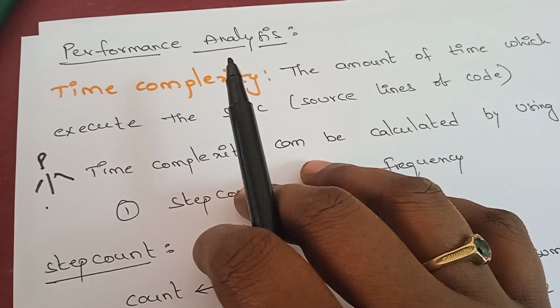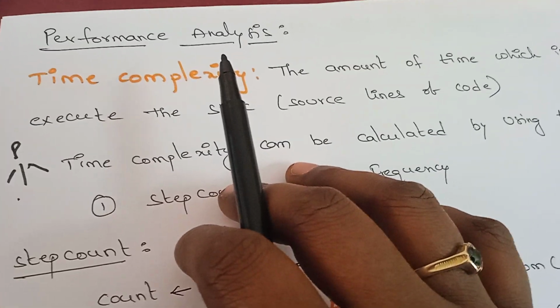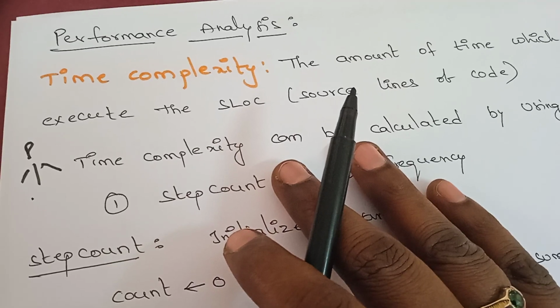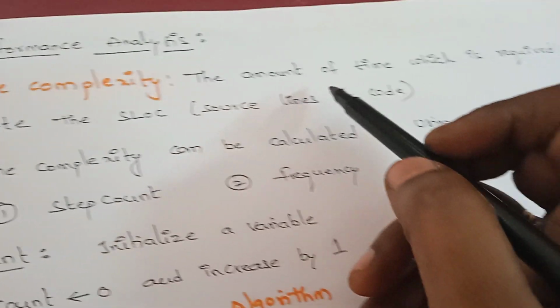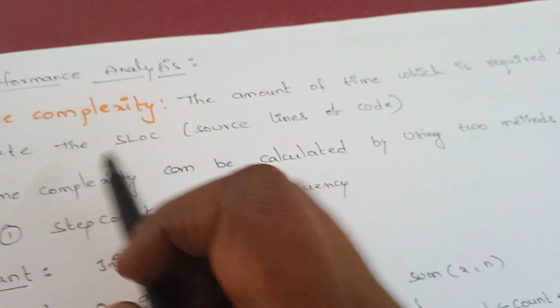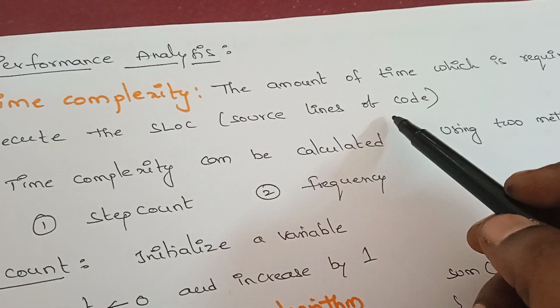In the previous video we covered space complexity, and today we are going to discuss what time complexity is and how it can be calculated. So, what is time complexity? It is the amount of time which is required to execute the source lines of code.